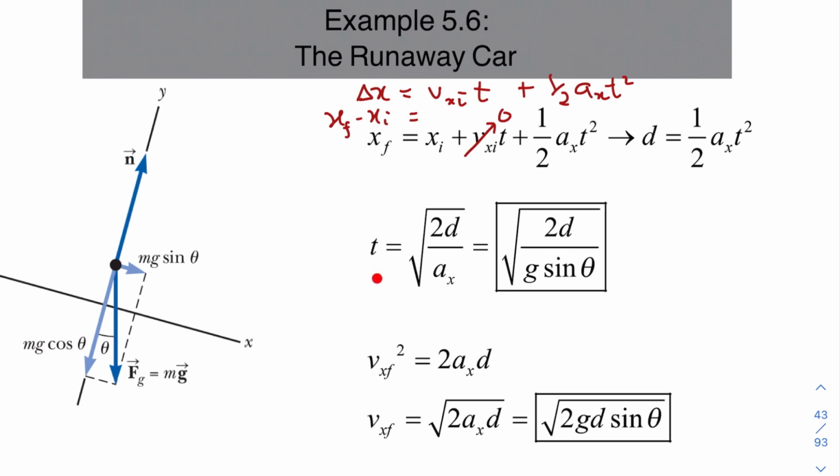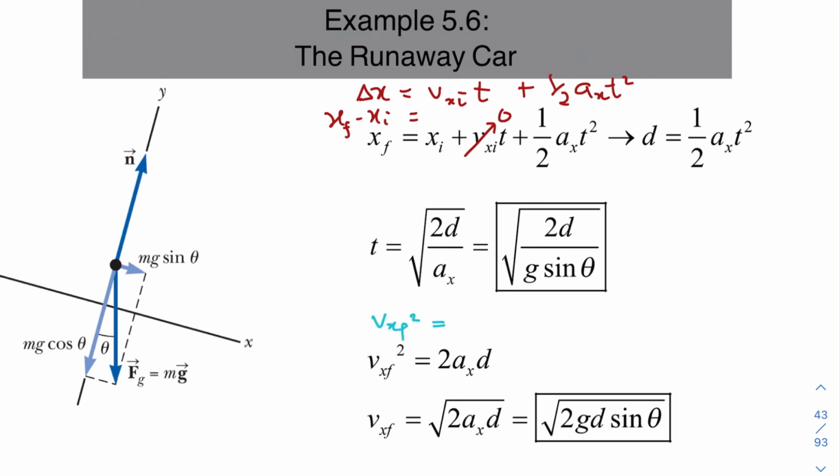To figure out the time, we rearrange this equation. It's going to be 2d over ax equivalent to t squared. Square root everything, left and right, and you will get this equation to figure out t, the time taken to reach d distance from the starting point when it is released from rest.